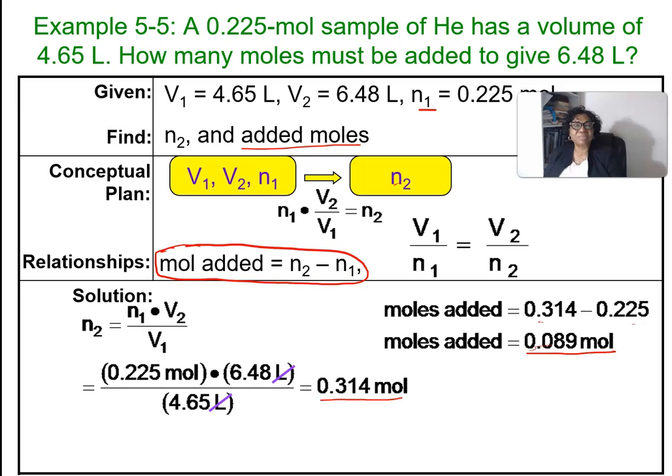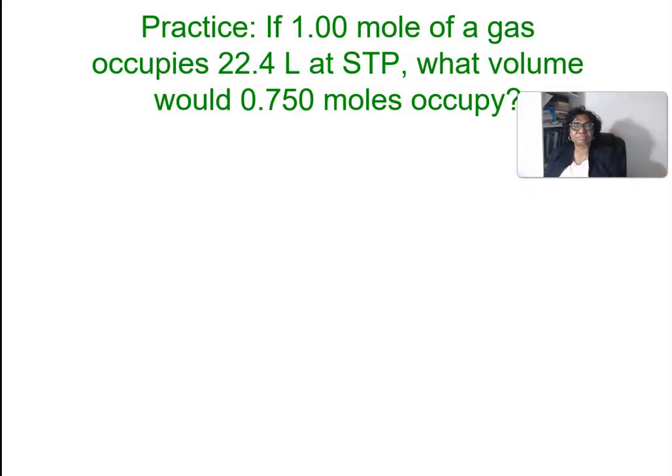We'll take another example here. If 1 mole of a gas occupies 22.4 liters at STP, standard temperature and pressure, what volume would 0.75 moles occupy? So STP, standard temperature and pressure.